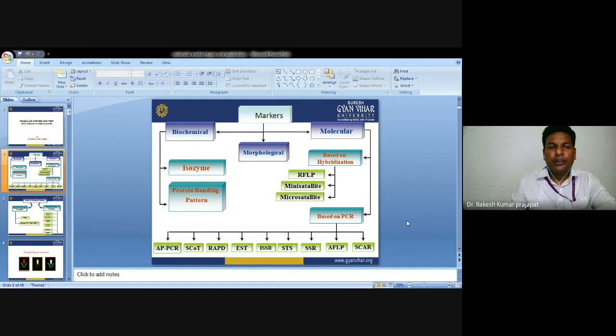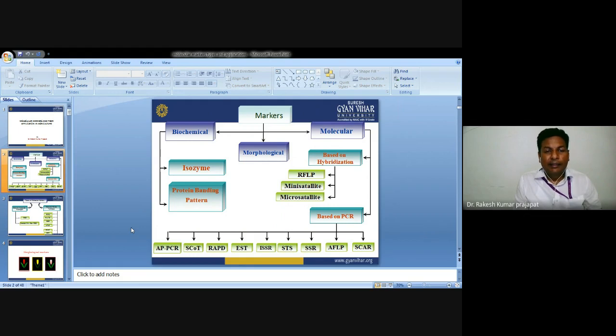Earlier we were using biochemical markers, morphological markers, and molecular markers. Biochemical markers are different classes of markers like isozymes and protein banding patterns. So these biochemicals like proteins, enzymes, different forms of enzymes, isozymes, proteins, and protein banding pattern on the gel, how they behave on the gel.